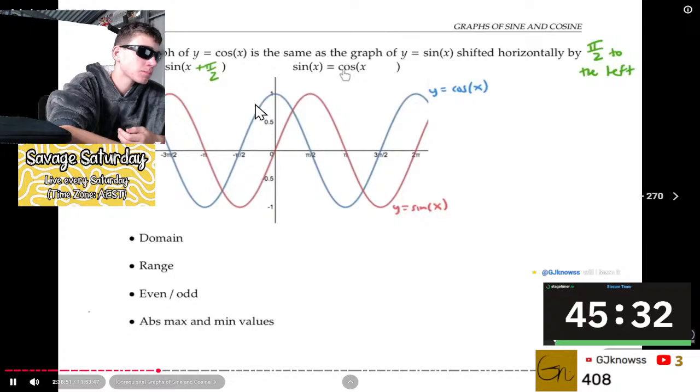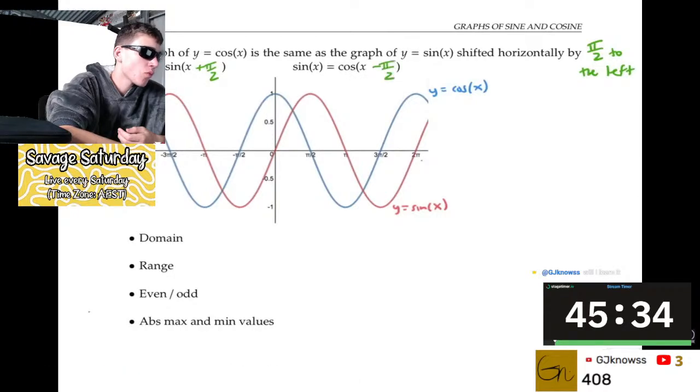That means we can write sine of x as equal to cosine of x minus pi over 2, since subtracting pi over 2 on the inside shifts the cosine graph to the right by pi over 2.